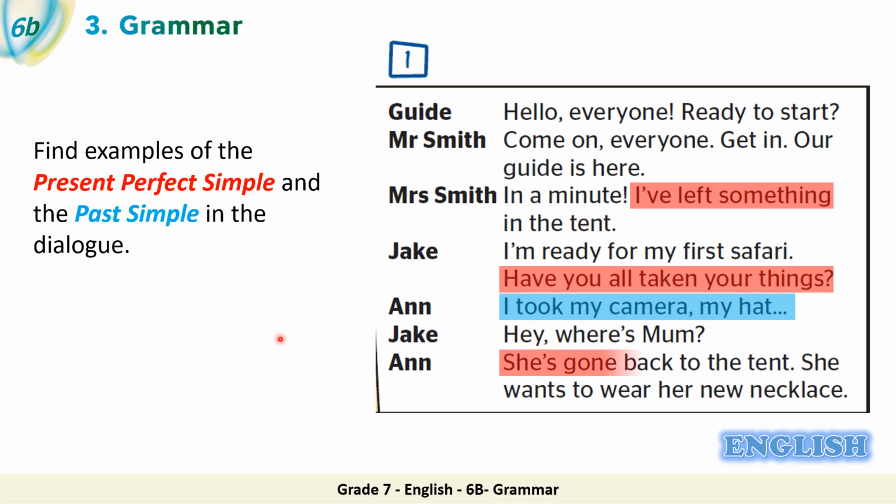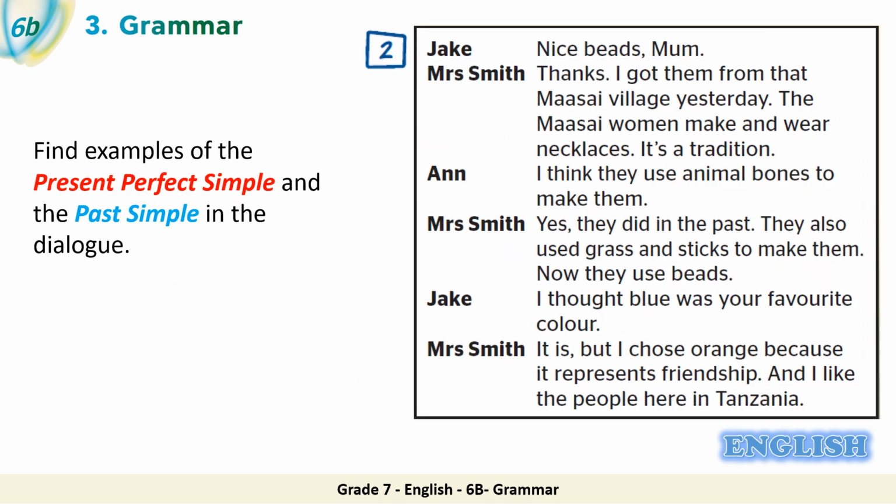Well done. "She's gone back to the tent." She has gone back to the tent. And it's a present perfect simple. Let's check part 2. Do we have any examples here? Well done. "I got them." Got is the past simple of the verb get.